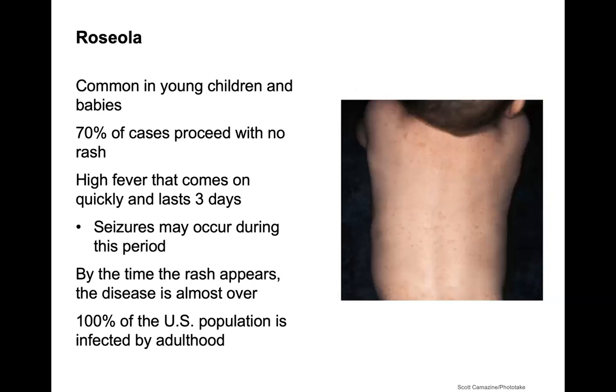Roseola is common in young children and babies. 70% of cases proceed with no rash. This leads to a high fever that comes quickly and lasts for about 3 days. Seizures may occur during this period. By the time the rash appears, the disease is almost over, and 100% of the US population is affected by adulthood. So most people will have had this.